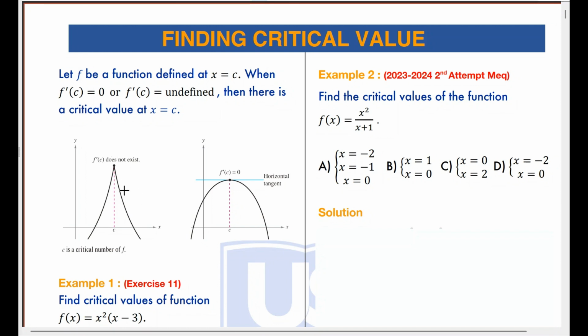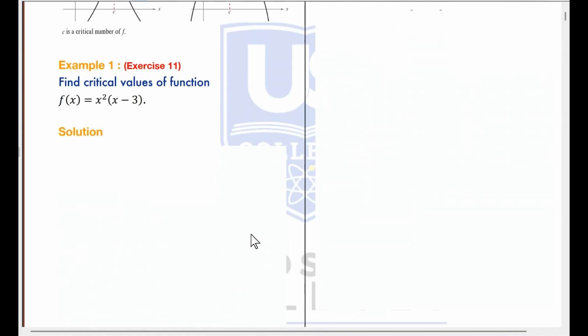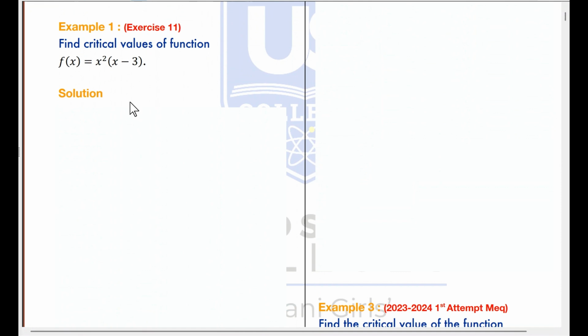We have undefined derivative. So another situation, we have a horizontal tangent line at this point. So horizontal tangent line means slope of this tangent line being 0. Slope being 0 means derivative being 0. So this is the situation where derivative is 0. This is the situation where derivative is undefined. So graphically, these are the situations where we have critical value. So algebraically, how do we find critical values? Let's take a look at some examples.